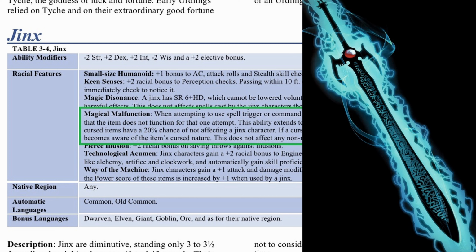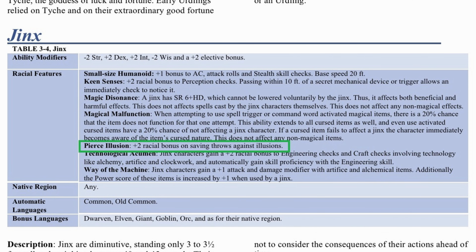And a cursed item that fails to affect a Jinx character automatically has its cursed nature revealed to the Jinx. Having keen senses and great intelligence also allows the Jinx a measure of resistance against illusions. Therefore, they gain the Pierce Illusion feature, which grants them a +2 bonus on saving throws against these.